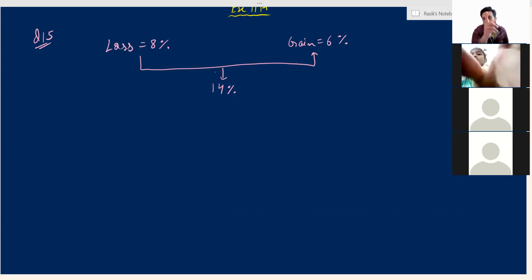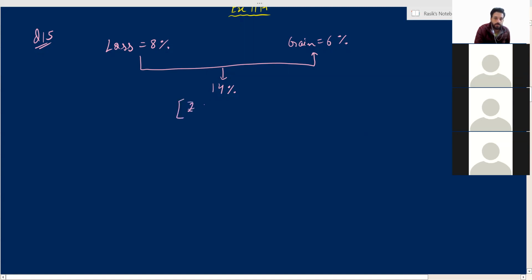In the previous question, he was going from 15% gain to 20% gain. So, bahut easy tha batana. 5% ka difference hai. But here, what is the difference? From 8% loss to 6% gain, the difference is of 14%. Clear or not? What is the gap? The gap is of 14%. And he will get 14% extra if he had sold it for rupees, kitna extra? Rupees 3,360 extra money. If he would have sold it for this much extra price, he would have got 14% extra.